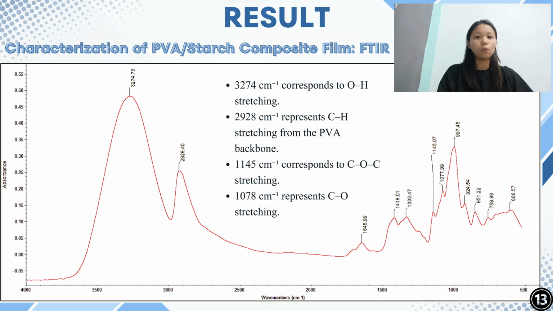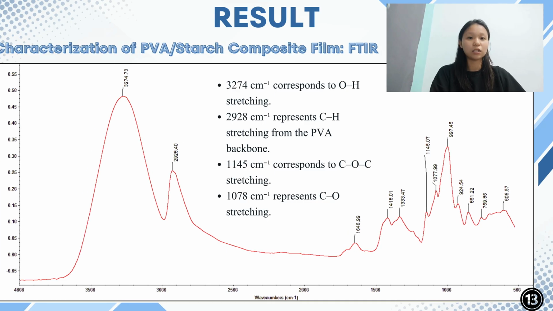The peak at 1145 wavenumber corresponds to the C-O-C stretching, indicating the presence of the glycosidic bond from the starch. And then the 1078 wavenumber represents the C-O stretching from both polymers, confirming the good molecular blending. In summary, the FTIR result confirmed the strong intermolecular interaction and good compatibility between the PVA and starch in the film.